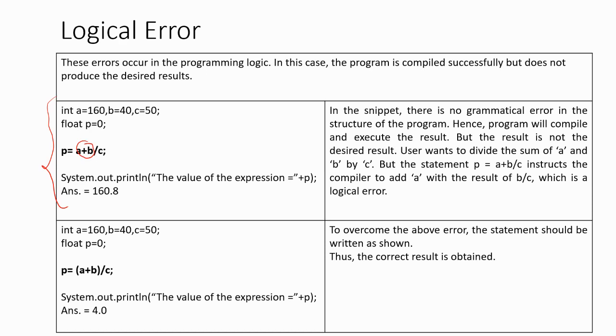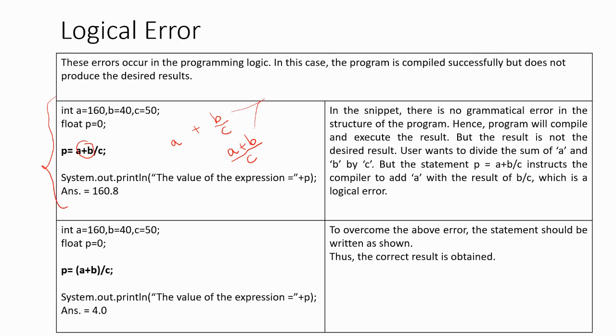Here, I wanted to divide the sum of a and b by c, but the statement p equals a plus b divided by c instructs the compiler to first add a to the result of b divided by c. But I wanted my program to execute the statement a plus b upon c. So as you can see, I get two different results. This is called a logical error.